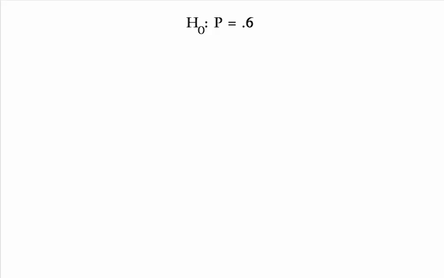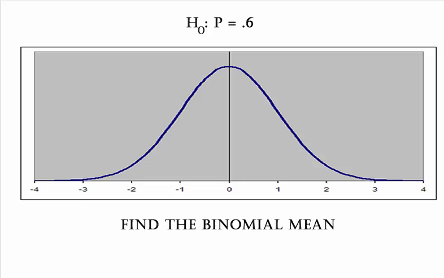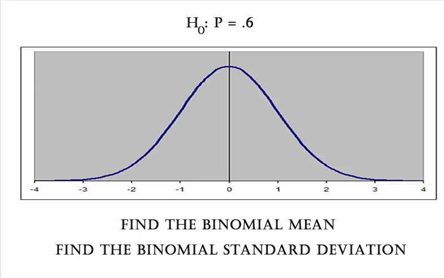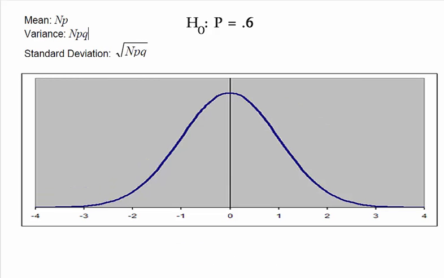We're going to do this with a graph, and you should all know by now that the main graph in statistics is the normal distribution curve. But we have to figure out the binomial mean and the binomial standard deviation using those two formulas he gave us. The mean is n times p, the variance is n times p times q, and the standard deviation is the square root of that. Capital N is the sample size, little p is the probability of the event happening, which is stated as 0.6, and q is the probability that the event will not happen, which is 1 minus 0.6, which is 0.4.